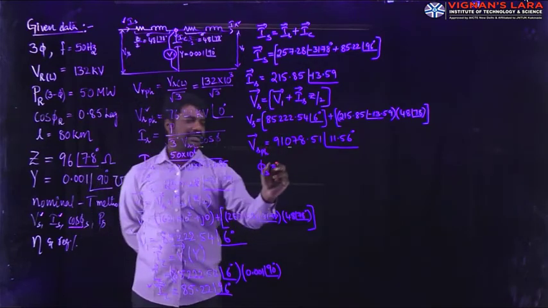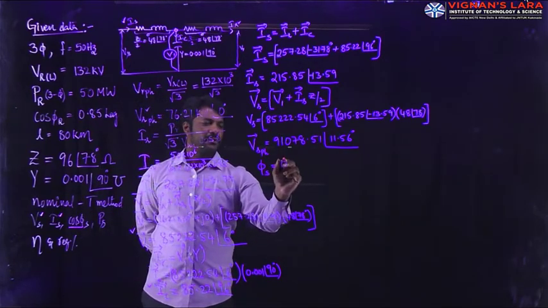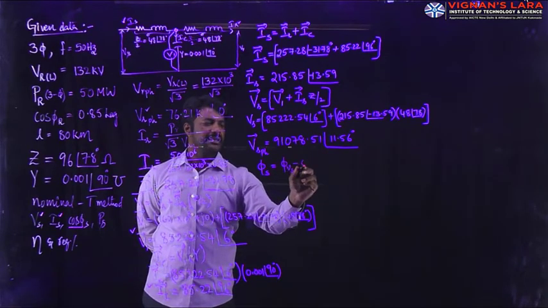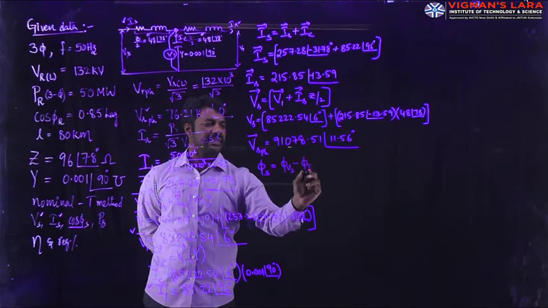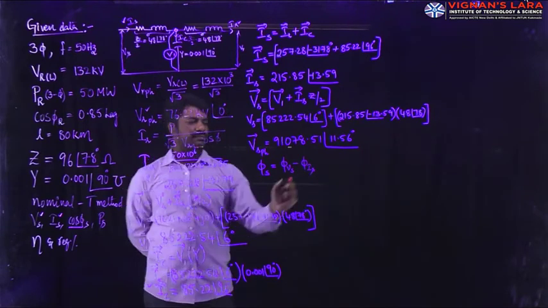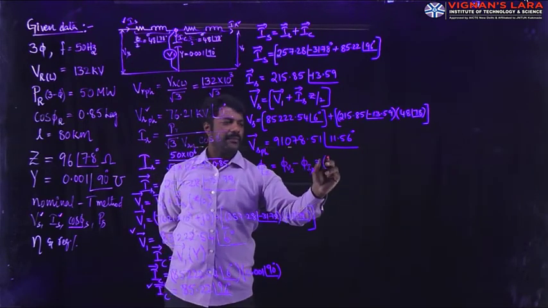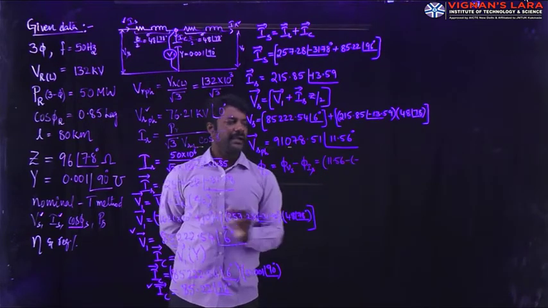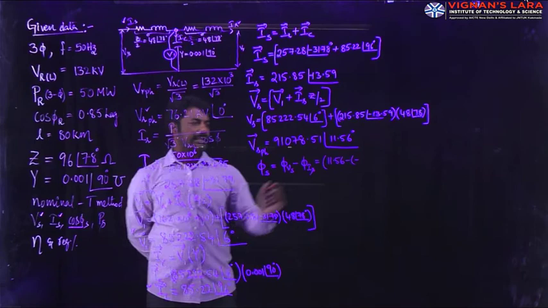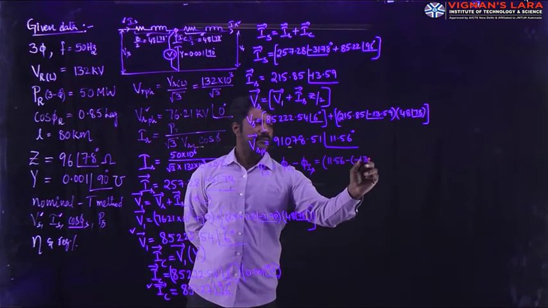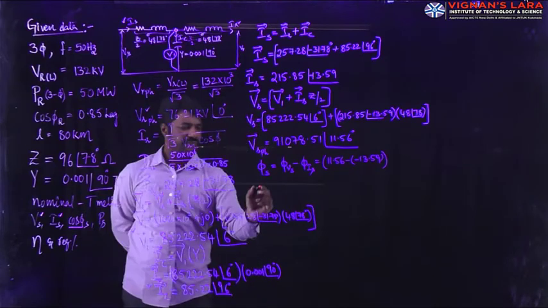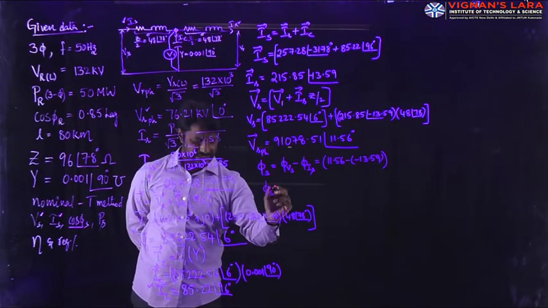Let me write that out. Its value is the phase angle of the voltage on the sending end side minus the phase angle of the current on the sending end side, which can be simplified as 11.56 minus of minus 13.59. If you do it, then you will get the phase angle on the sending end side, phi s, as 25.15 degrees.